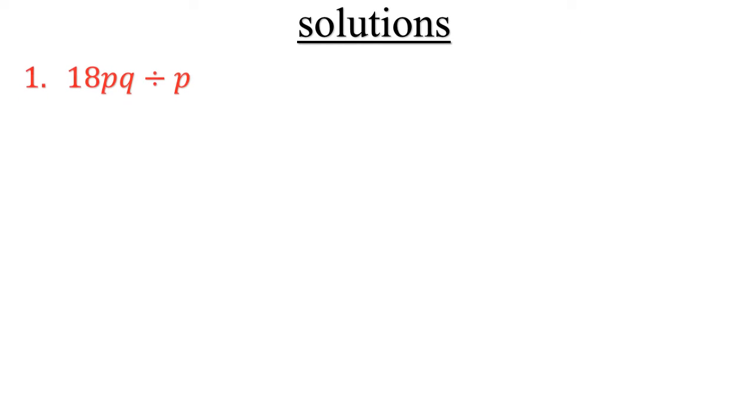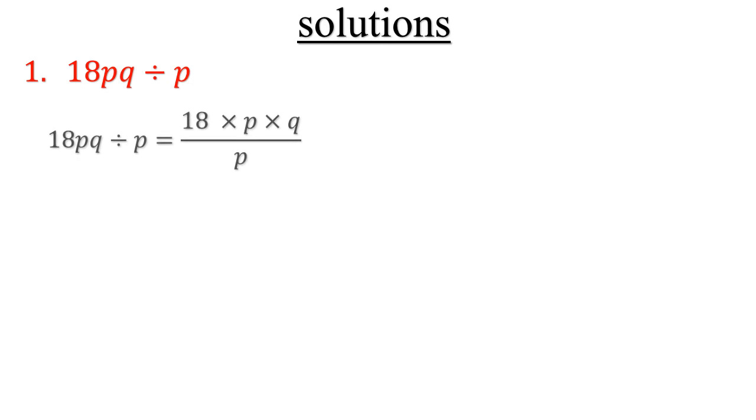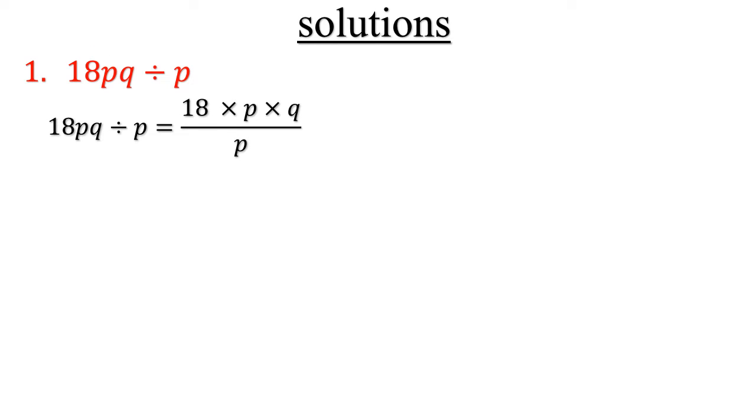Okay, take our solutions. 18pq divided by p is equal to 18 times p times q over p. Now I have a video on application of indices. It's very important, especially the law that talks about dividing powers. If the bases are the same, you subtract the exponents.